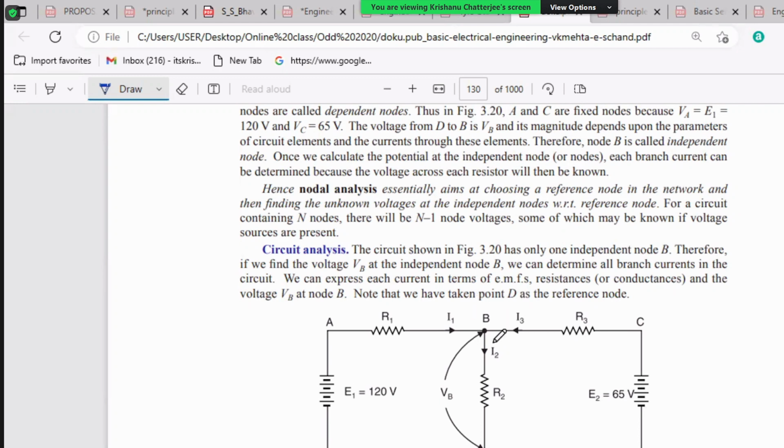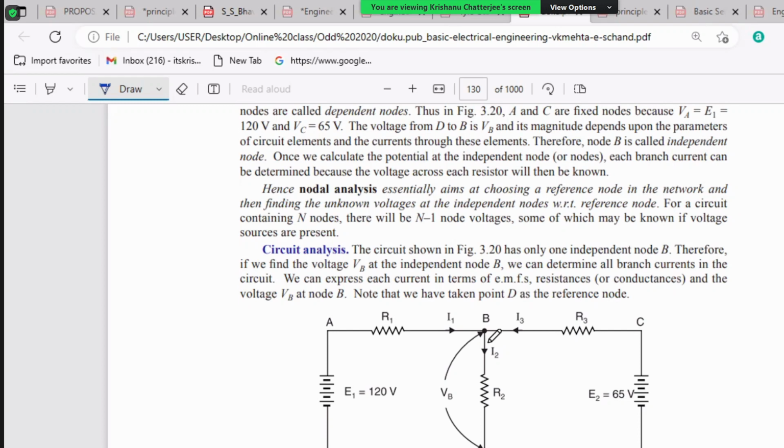So what we have to do is find out the voltage of this node, or independent nodes rather, because there can be two independent nodes also. And for finding out the voltages, we obviously have to use Kirchhoff's current law, since we are talking about a point over here, not a loop.